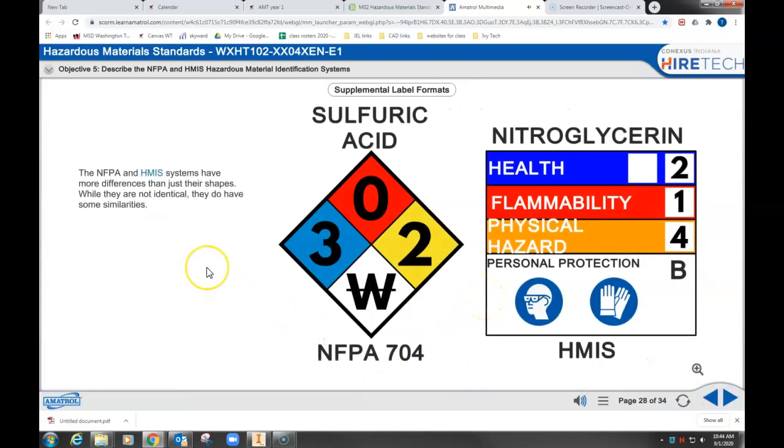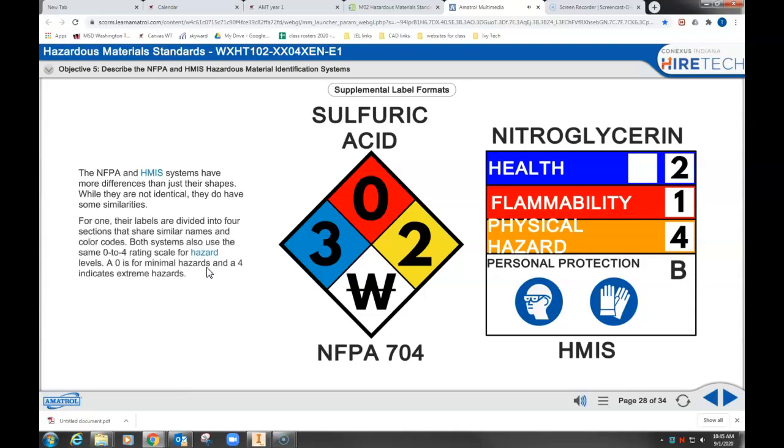The NFPA and HMIS systems have more differences than just their shapes. While they are not identical, they do have some similarities. For one, their labels are divided into 4 sections that share similar names and color codes. Both systems also use the same 0 to 4 rating scale for hazard levels. A 0 is for minimal hazards and a 4 indicates extreme hazards.